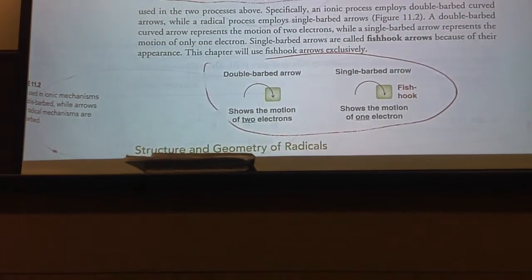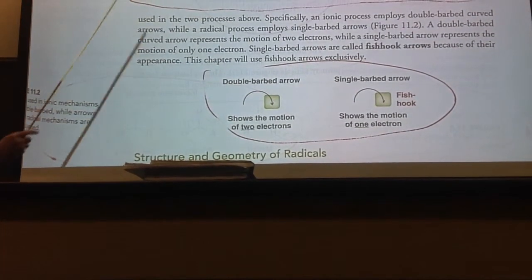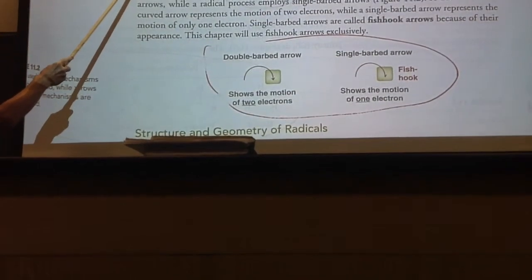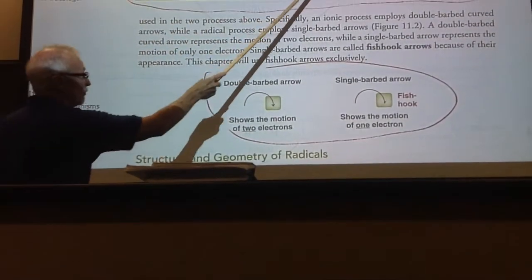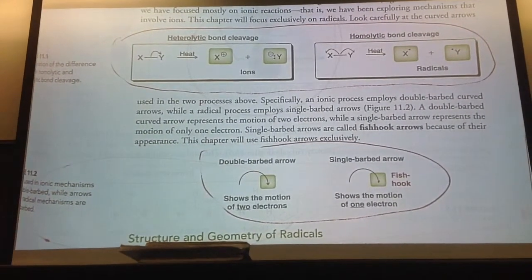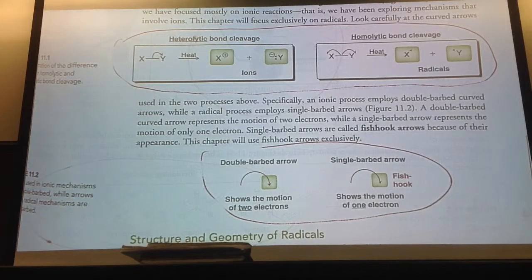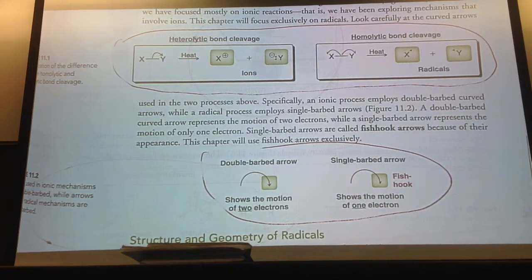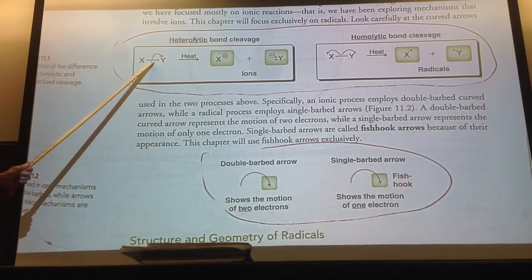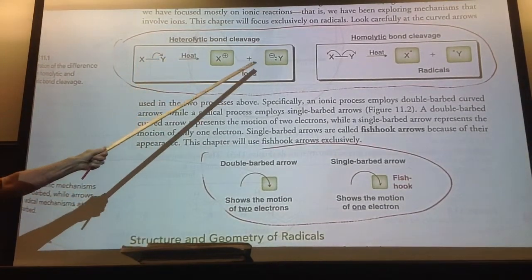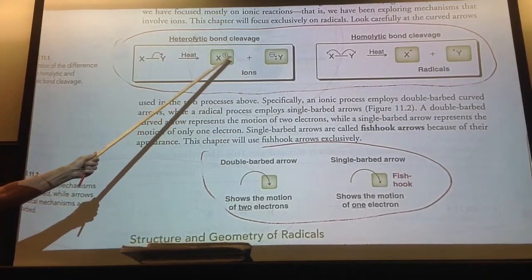What you've seen before is what they call a double-headed arrow. This arrow has two barbs, whereas these just have one. This is called a double-headed arrow, and this is called a single-headed arrow. All the mechanisms we've discussed so far have been ionic reactions. You have pairs of electrons moving. So this bond can break, the electrons go on Y, and then Y acquires a minus charge, X acquires a plus charge.